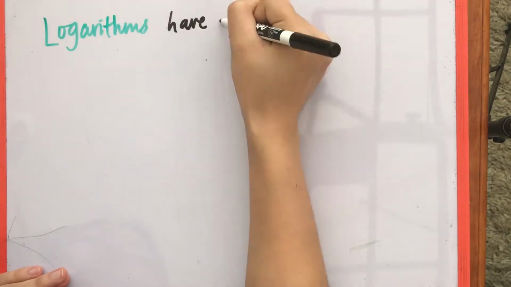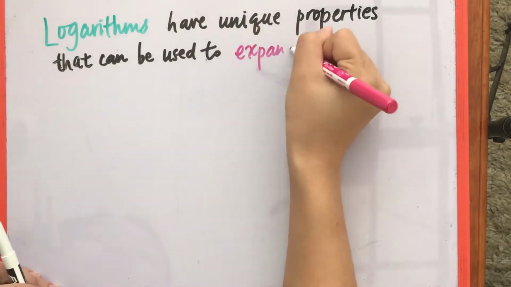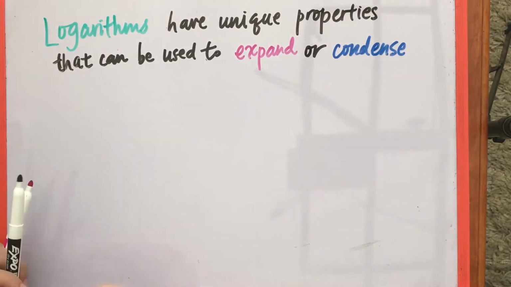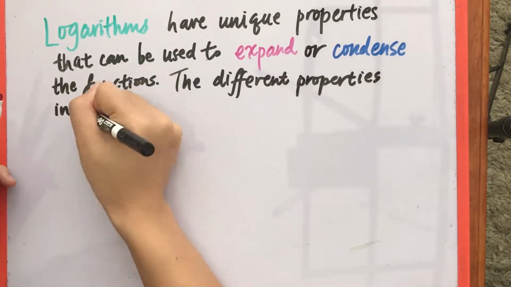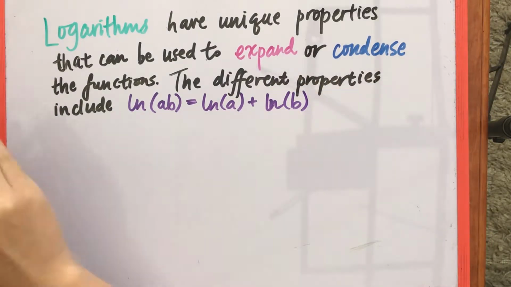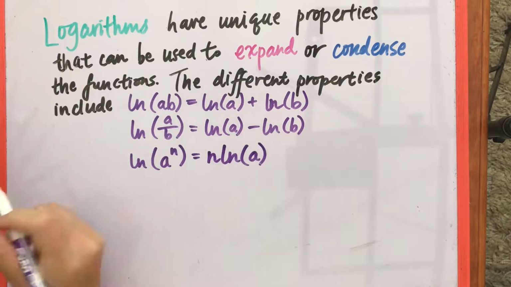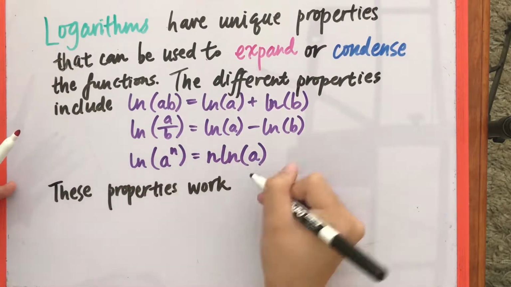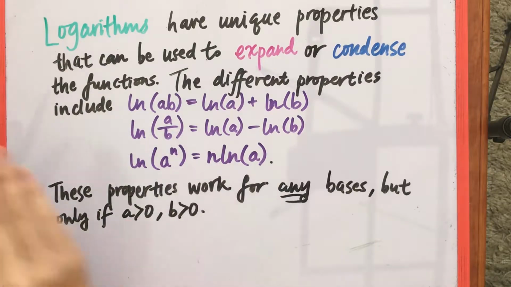Now moving on to logarithmic properties. Logarithms have unique properties that can be used to expand or condense the functions. The different properties include natural log a times b is equal to natural log a plus natural log b. Natural log a over b is equal to natural log a minus natural log b. And natural log a to the n is equal to n times natural log a. These properties work for any bases, but only if a and b are both positive.